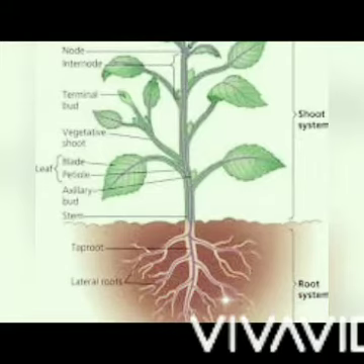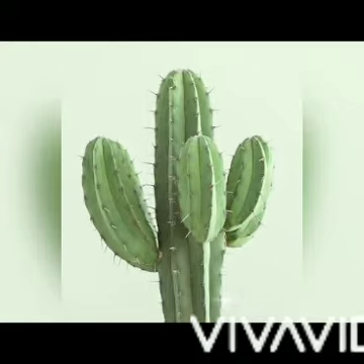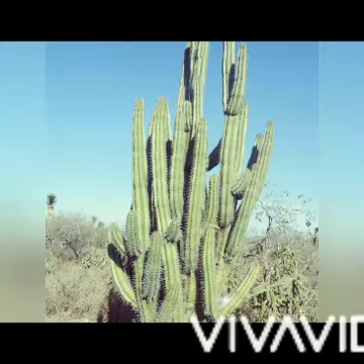Shoot system consists of erect stem on which leaves, buds and flowers are attached. Leaves are attached to the stem at a point called nodes. The region between two nodes is called internodes. Aerial stem modification. Phylloclade. In this, the stem becomes flattened and carries out photosynthesis. Example, cactus and opuntia.